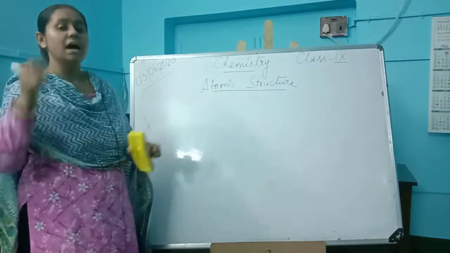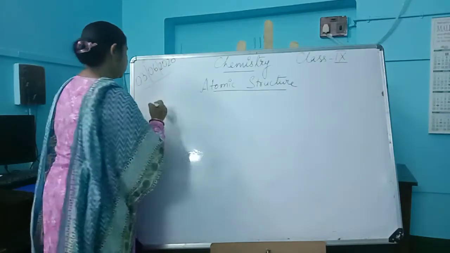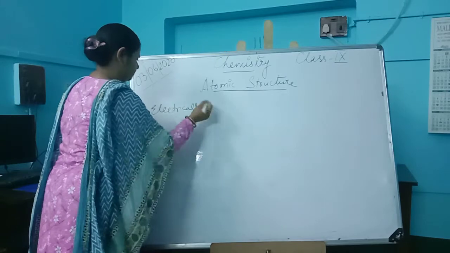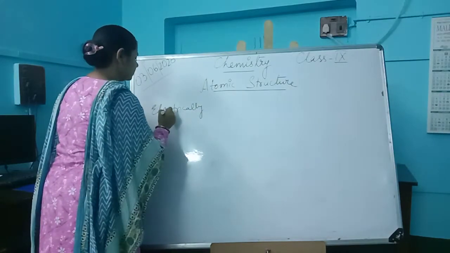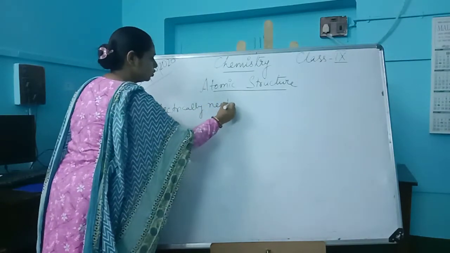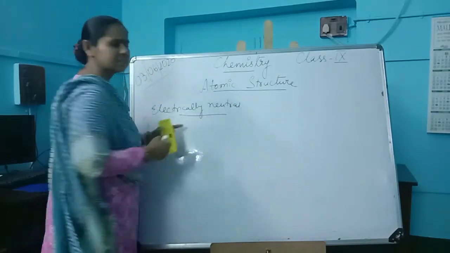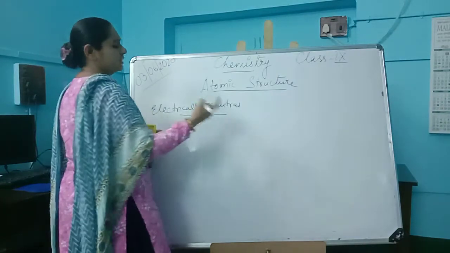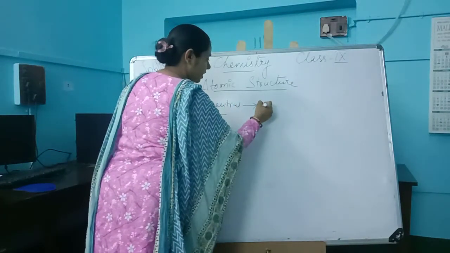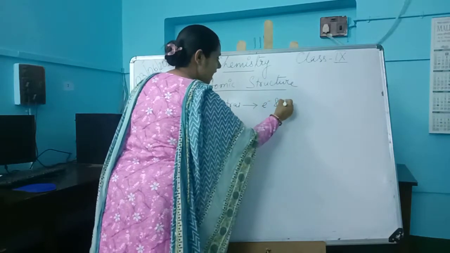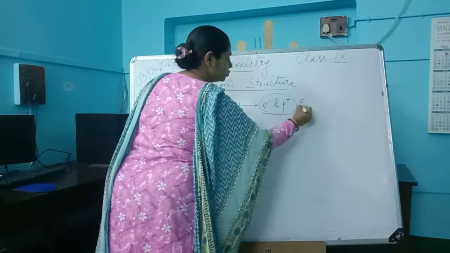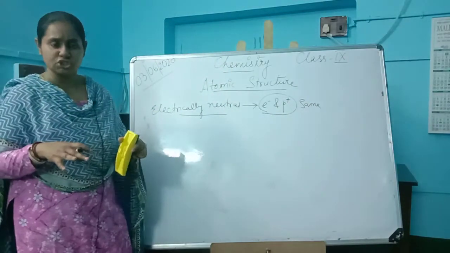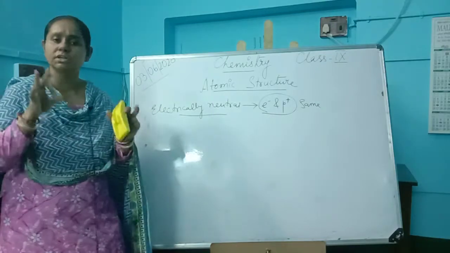See students, I told you in the last class that any atom is basically electrically neutral. Because of this electrical neutrality, the number of electrons and protons should be the same, so that they cancel each other and make the atom electrically neutral.